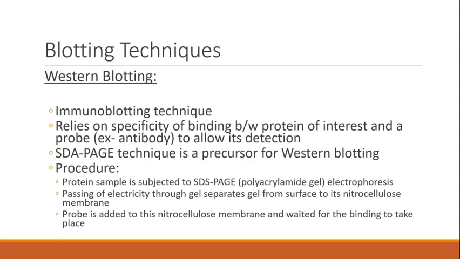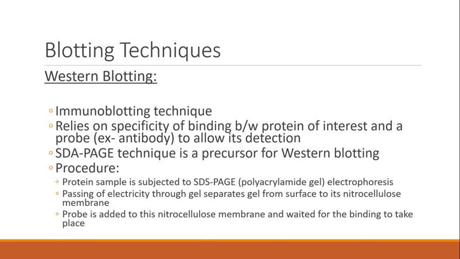Similarly, Western blotting is also called the immunoblotting technique. It relies on the specificity of binding between the protein of interest and the probe. Let's say the probe is an antibody, and we are trying to identify the antibody-antigen reaction, to say whether the person has that antigen, or to study that interaction. So to allow the detection of that particular protein, we take this example.